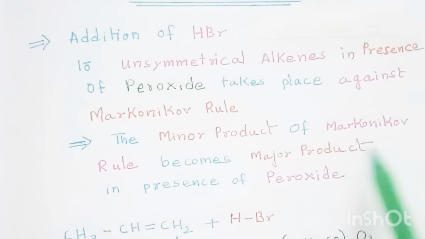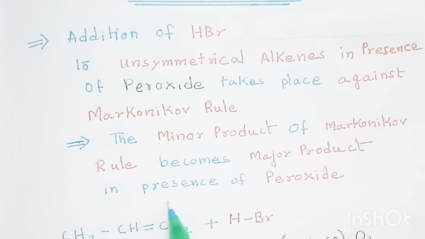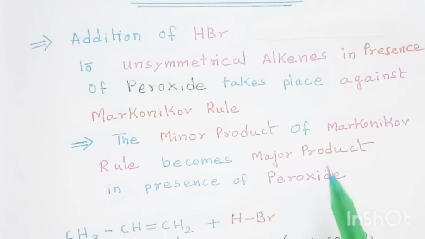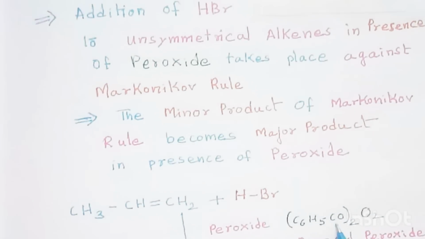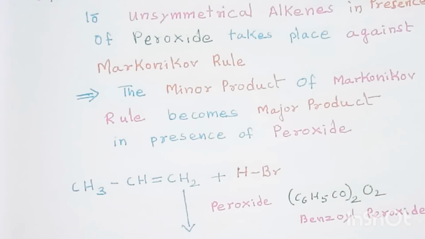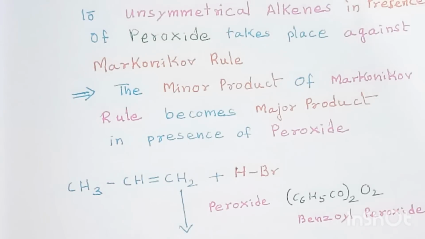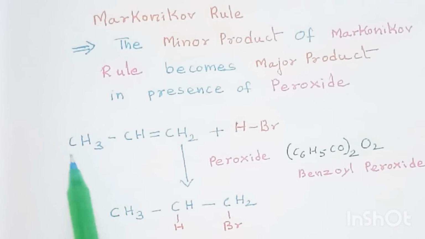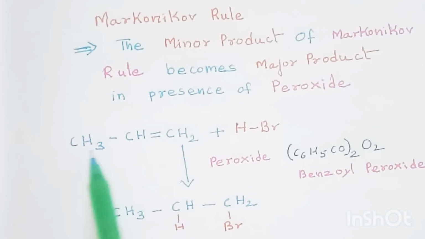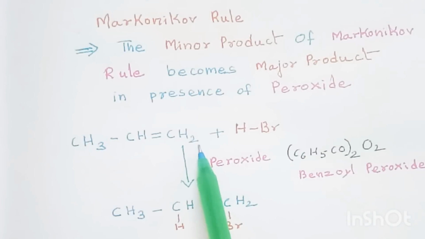The minor product of Markovnikov rule becomes major product in presence of peroxide. This is Anti-Markovnikov rule. And the major product will become minor product. Minor becomes major here, major becomes minor here. Let's see how. This is the propene, CH3, CH double bond CH2.